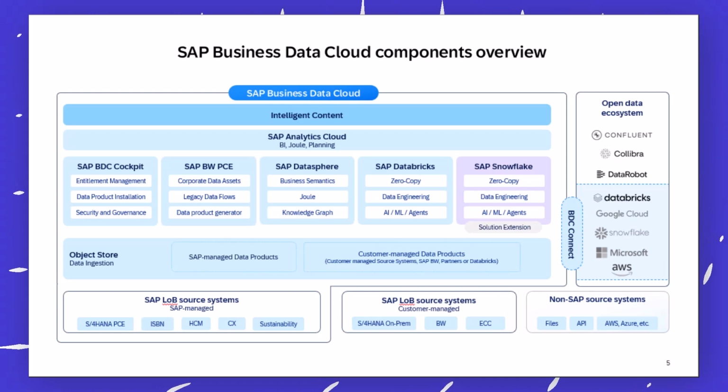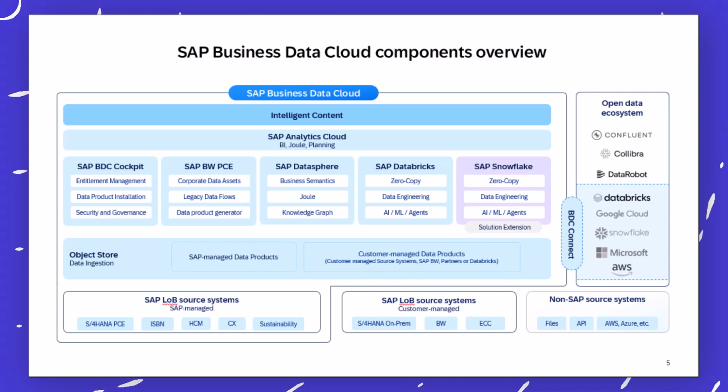So from a data sources point of view, as of now we have SAP managed sources and non-SAP managed sources. In SAP managed sources, currently we are supporting S/4HANA private cloud and public cloud, SuccessFactors, and Ariba. Now coming to the custom managed, it could be SAP legacy systems or non-SAP systems as well. SAP legacy systems could be S/4 on-prem systems, ECC, or BW systems, and non-SAP sources could be your third-party databases, cloud storages, or APIs.